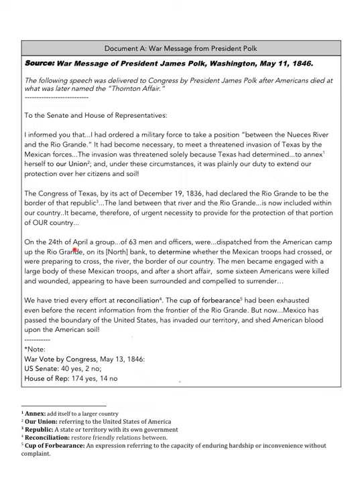On the 24th of April, a group of 63 men and officers were dispatched from the American camp up the Rio Grande on its north bank to determine whether the Mexican troops had crossed or were preparing to cross the river, the border of our country. The men became engaged with a large body of these Mexican troops, and after a short affair, some 16 Americans were killed and wounded, appearing to have been surrounded and compelled to surrender.